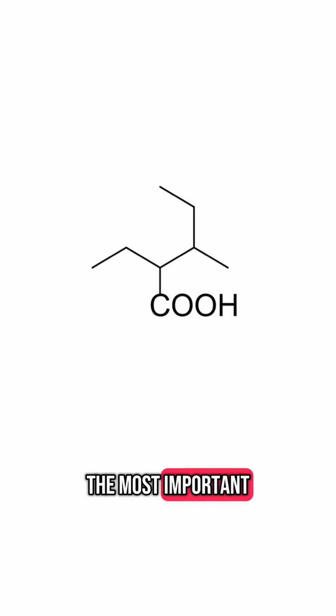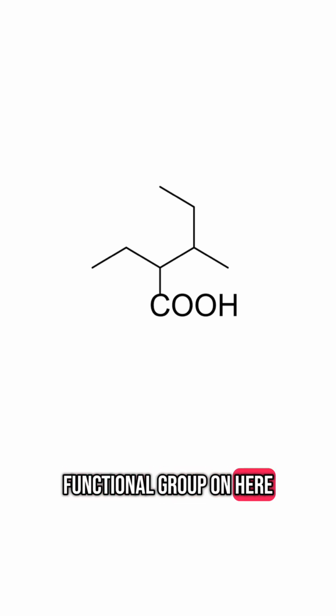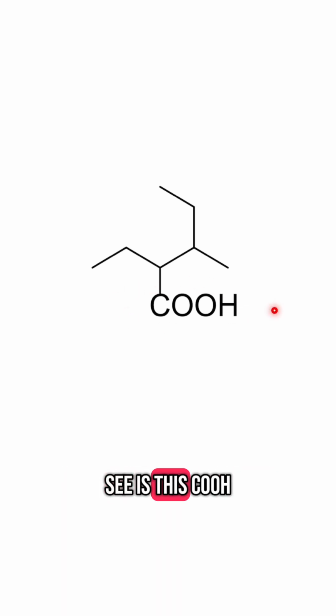So the first thing we're going to do is look for the most important functional group on here. And what we see is this COOH. That's a carboxylic acid. So even though this carboxylic acid isn't part of the longest chain, if I go longer this way, the carboxylic acid takes precedence. So we have to name this as a carboxylic acid because of this right here.